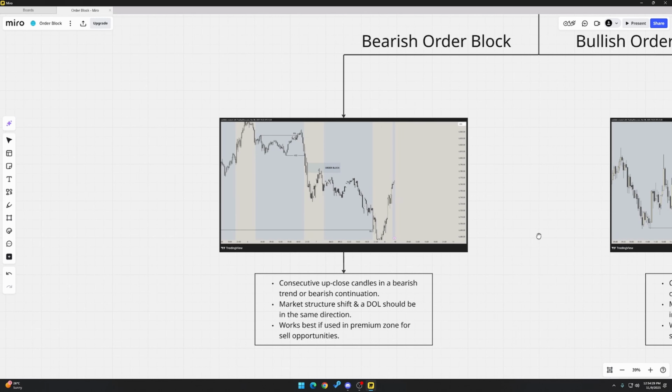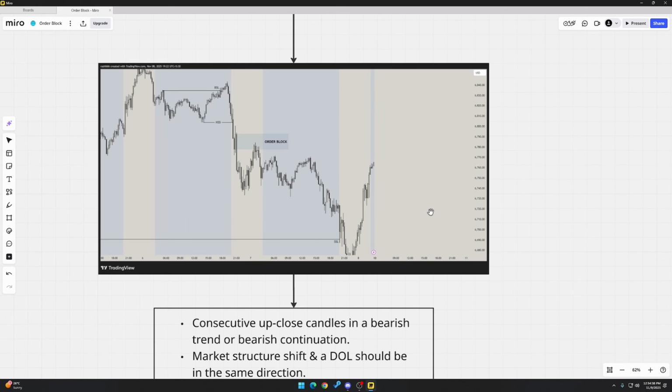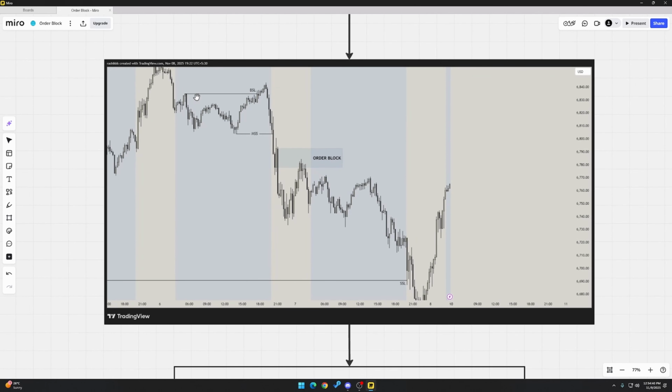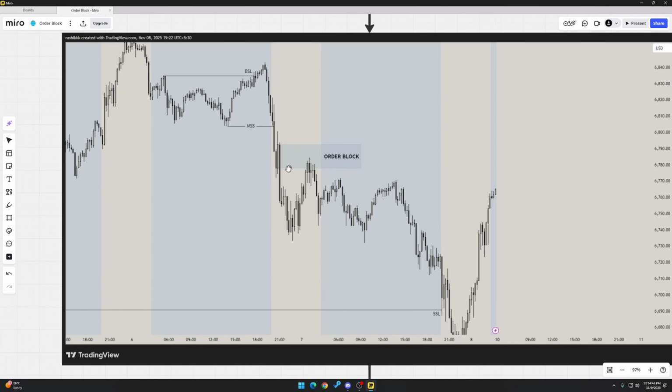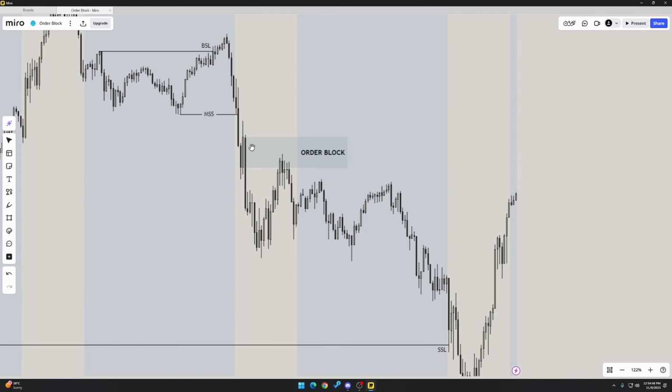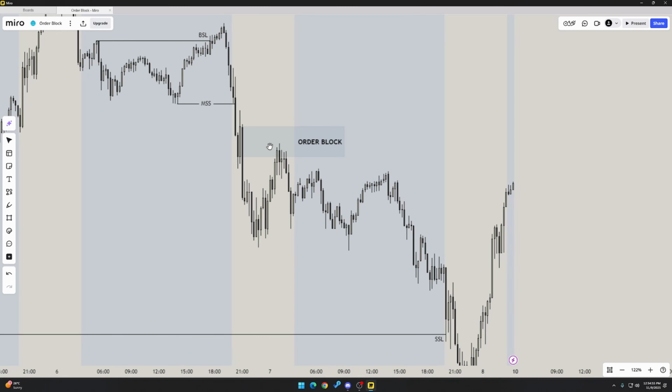Basically, it's a series of consecutive up-close candles in a bearish trend, or it can form after a liquidity sweep. Check this out. We have a buy-side liquidity sweep, then a shift in market structure downward, and a single up-close candle forms. That candle becomes our bearish order block. Notice how the market retraces back to it and then continues its downward move.